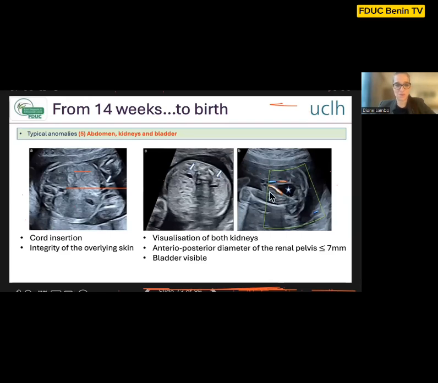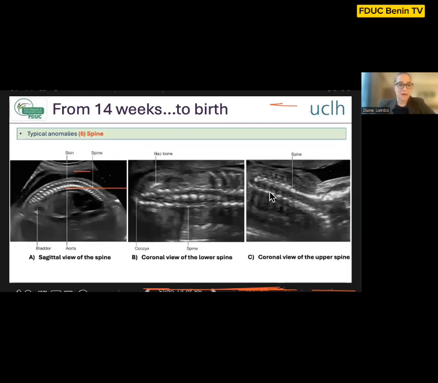Moving on to the spine, and essentially you want to be able to view the spine in three planes. So I've got my sagittal view of the spine. I can see overlying skin all the way down from the cephalic end all the way to the bottom of the baby, hopefully excluding an underlying open spina bifida.